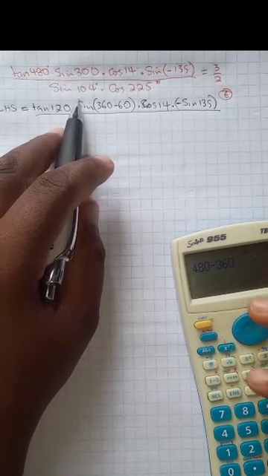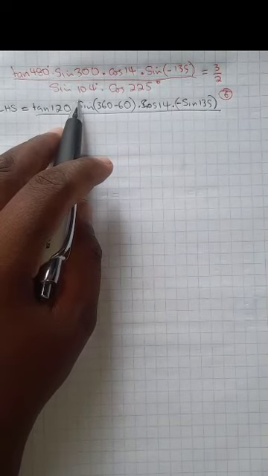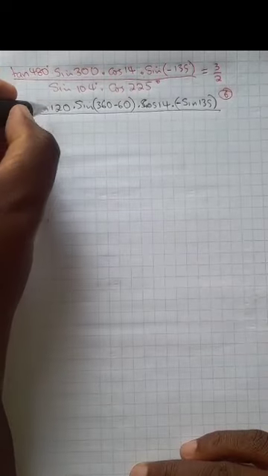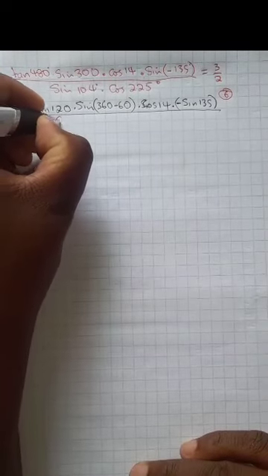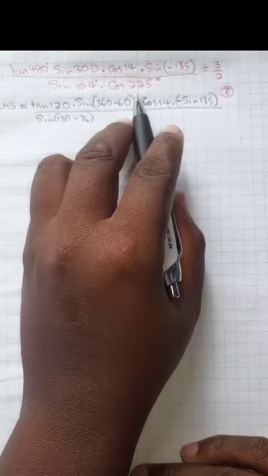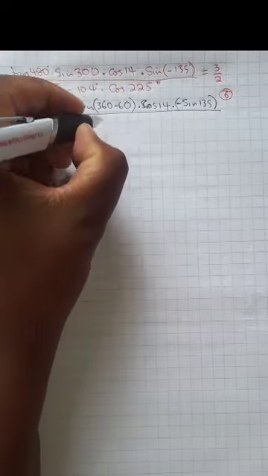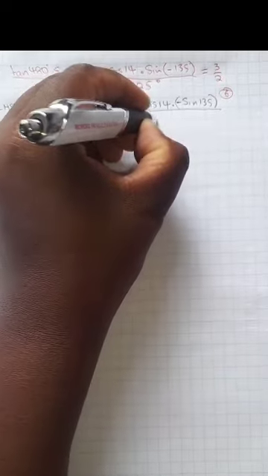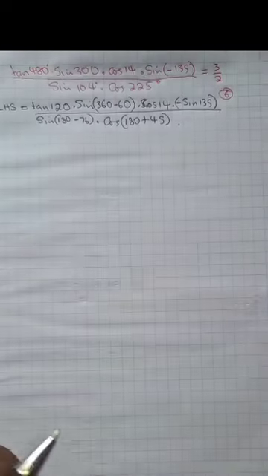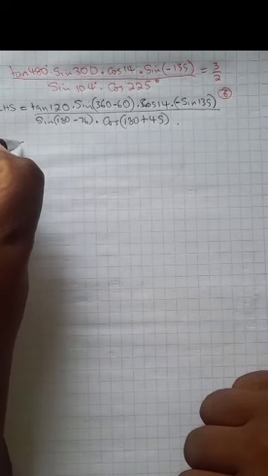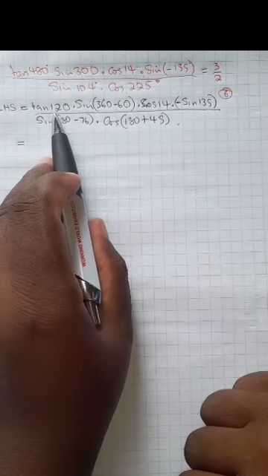It's 104 is in the second quadrant also. So this is sine 180 minus 76, and this is the third quadrant, that is cos 180 plus 45. And then this is equal to tan 120.